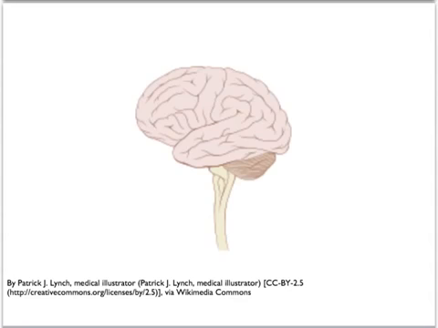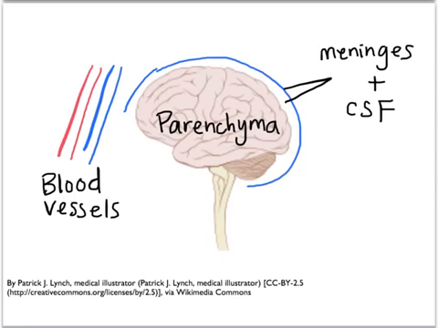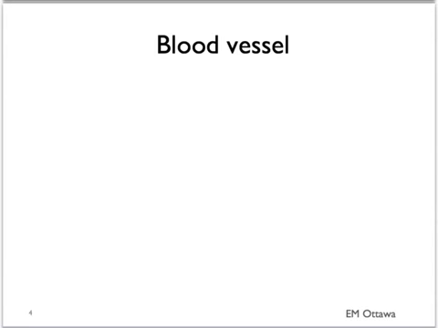What are the different structures of the brain? There are blood vessels, both arteries and veins. There's the brain parenchyma itself, and what surrounds the brain, meninges and CSF. Our causes will be based on each structure. First, we will start with blood vessels.